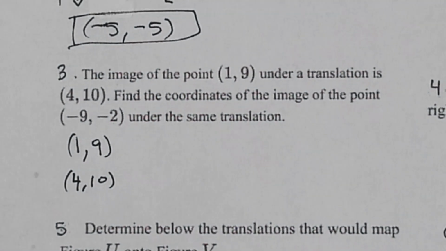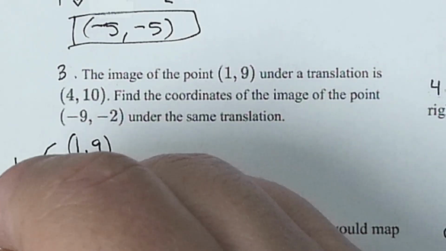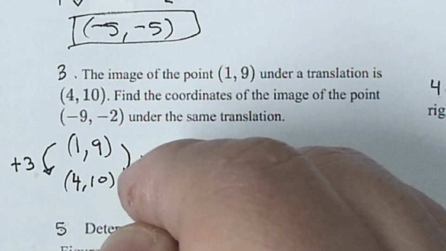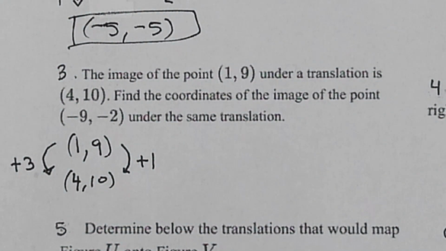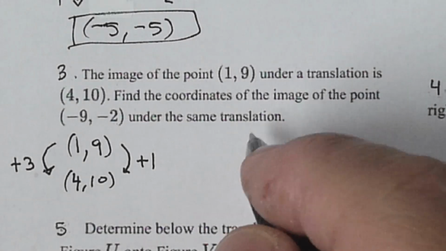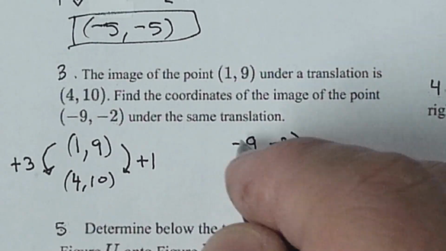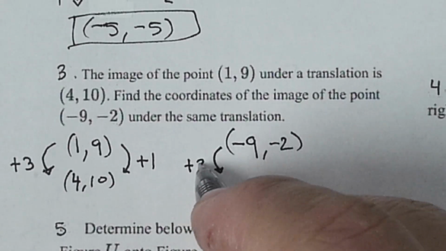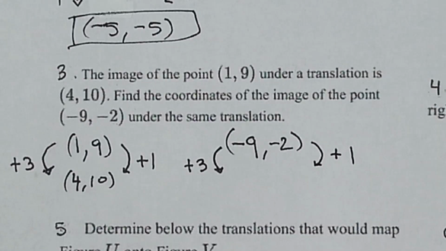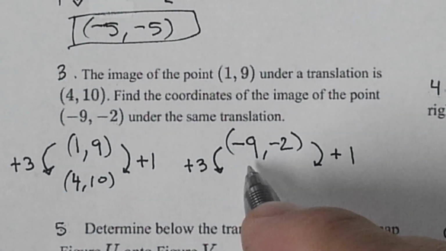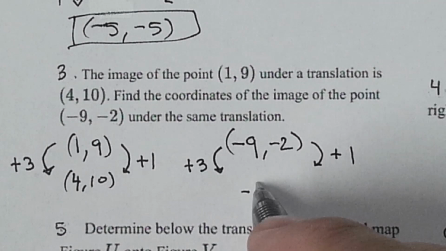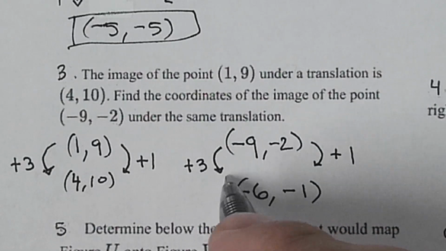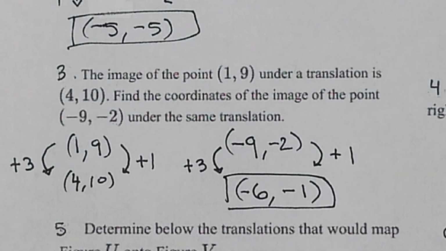How did you do that? Well, we add 3, or we went to the right 3, and then over here we went up 1, or we added 1. So now let's go to this problem, -9, -2, and it says follow the same translation. So that's saying add 3 here, and then add 1 here. Well, as I do that, -9 plus 3 is -6. -2 plus 1 is -1, so here is my new answer.